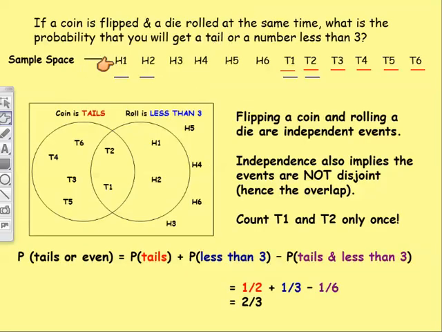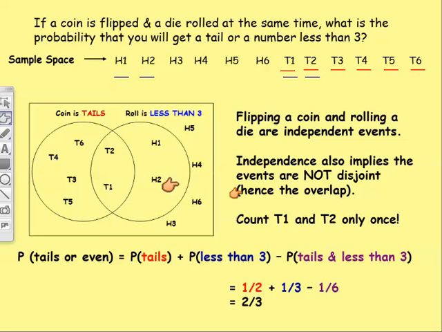Well, look at this one. I've got a sample space of flipping a coin and rolling a dice at the same time. So I've got heads, and I could get a 1 through 6, or I could flip a coin and get tails and get a 1 through 6. Okay? So if I look at the entire sample space, that's what it looks like right there. Okay? So I'm being asked, flipping a coin, rolling a dice are independent events. Independence also implies the events are not disjoint, hence the overlap between the two of them.